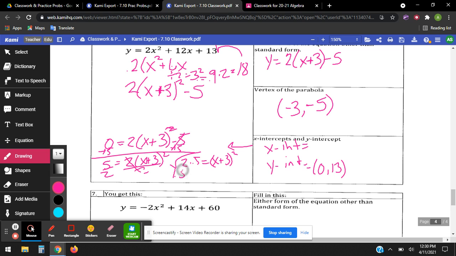So 1.58 equals x plus 3, and then negative 1.58 equals x plus 3. So if I subtract 3 from 1.58, I get a negative 1.42, comma 0. And then if I subtract 3 from the negative, it's going to go farther, so it's going to be negative 4.58, comma 0. Okay, so that's some ugly numbers on those x-intercepts.